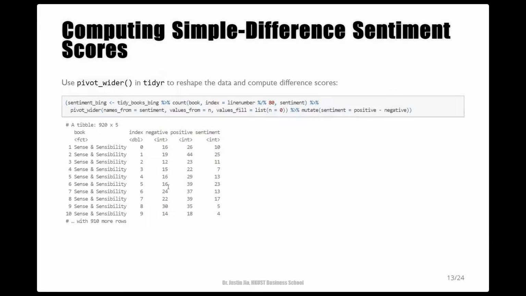Next, I use the pivot_wider function so that we have negative and positive sentiment in separate columns. The positive column contains the count of words in different sections that match up with the list of positive words in the Bing lexicon, while the negative column contains the count of words that match up with the list of negative words in the Bing lexicon.